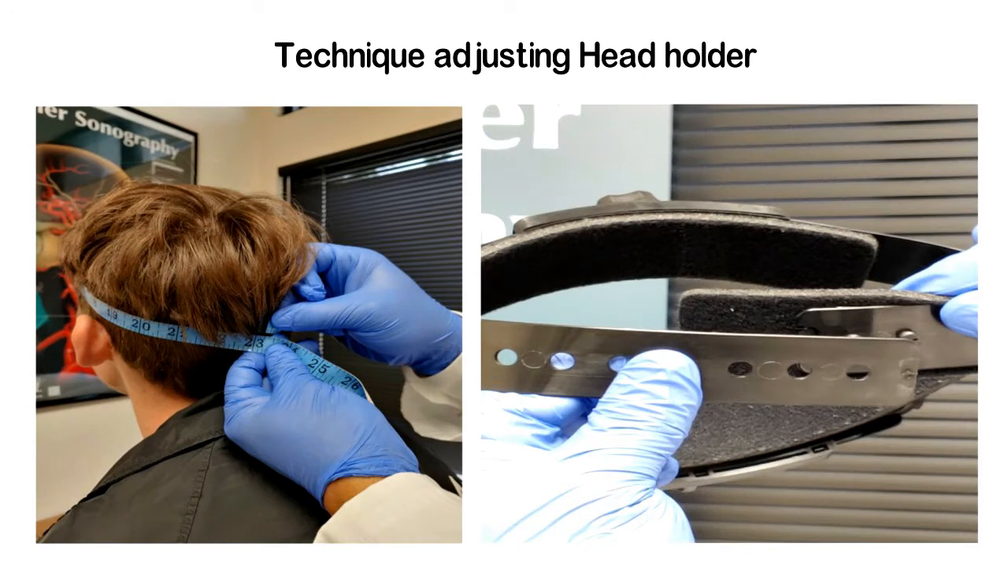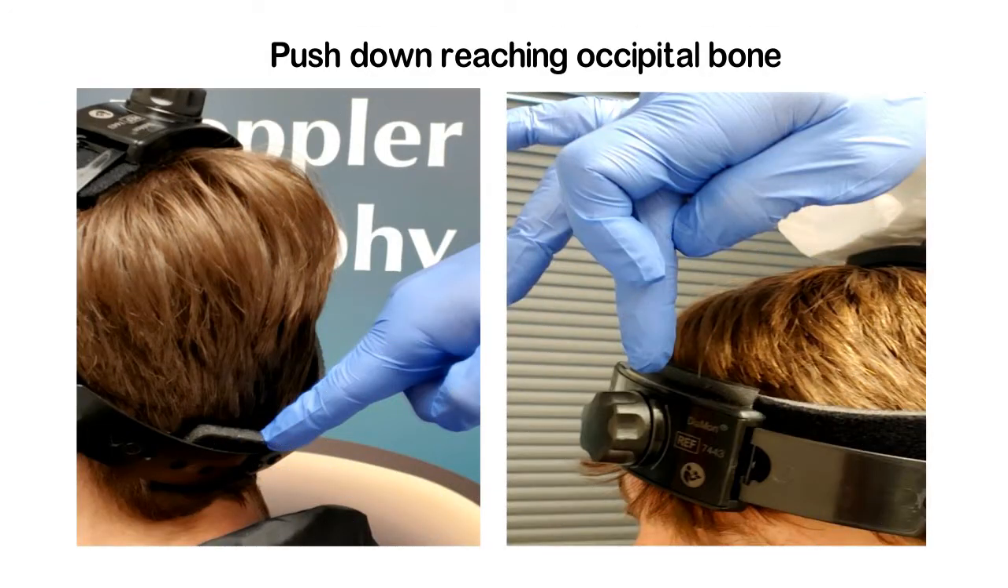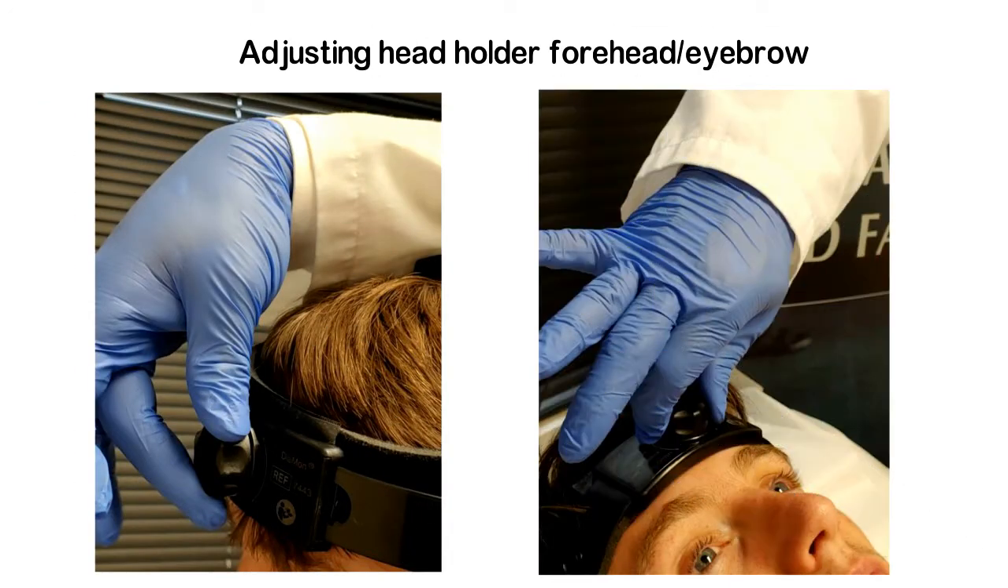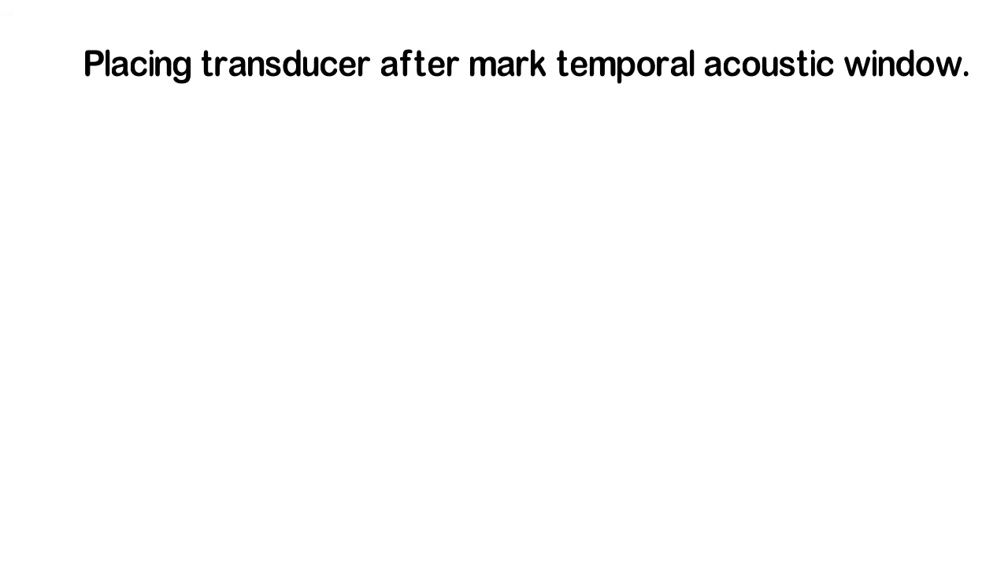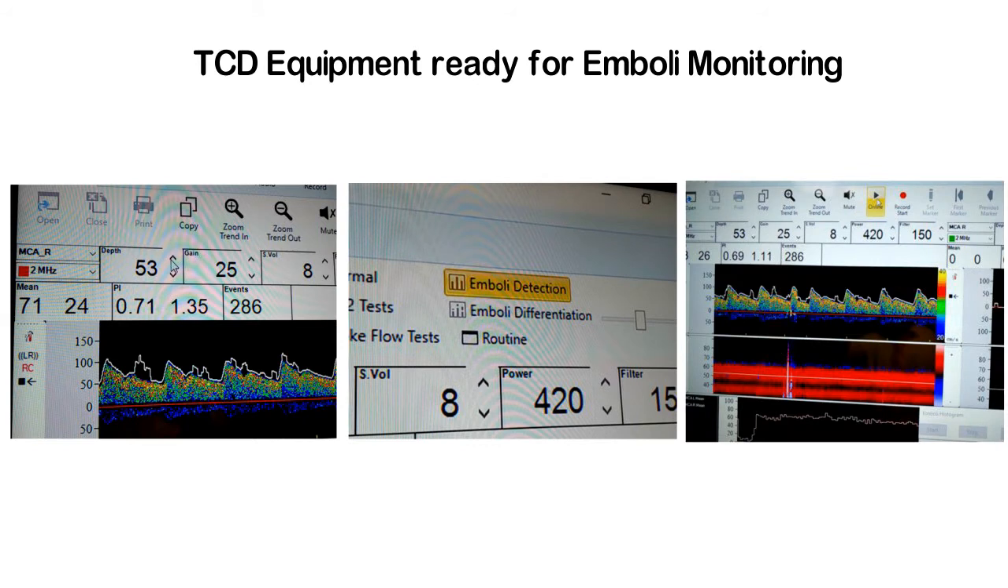Technique: adjusting the head holder. Push down, reaching the occipital bone. Adjusting the head holder at the forehead and eyebrow. Placing the transducer mark after the temporal acoustic window. TCD equipment is ready for emboli monitoring.